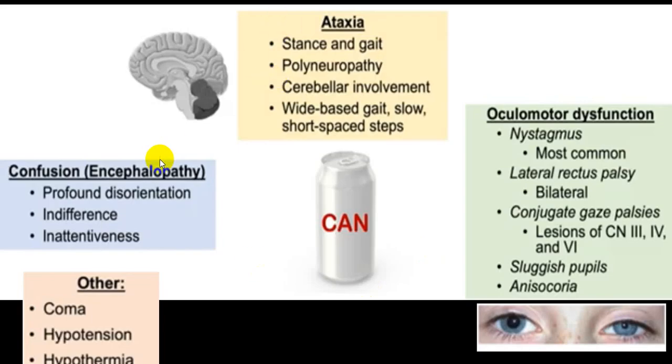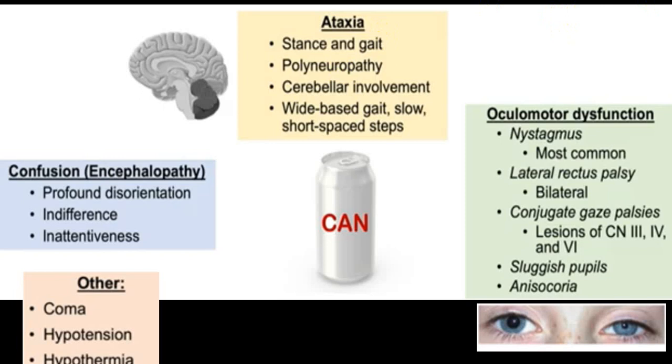So ataxia, confusion and nystagmus. In ataxia, stance and gait are abnormal. Person will have polyneuropathy, cerebellar signs, wide base gait, slow, short-spaced steps, etc., because of cerebellar involvement. Confusion very frequently will produce disorientation, inattentiveness, etc., and the person can also have coma.